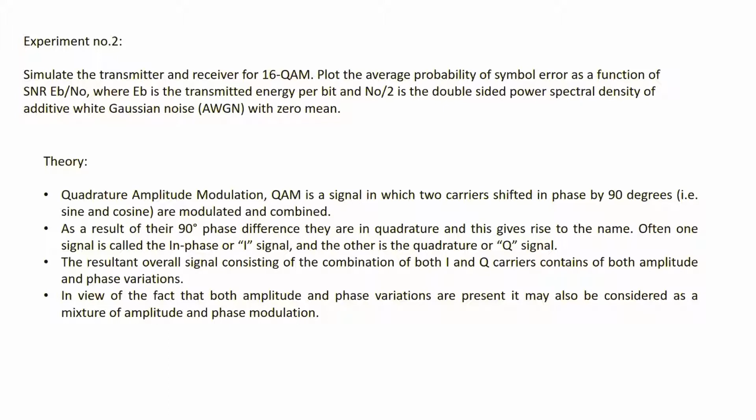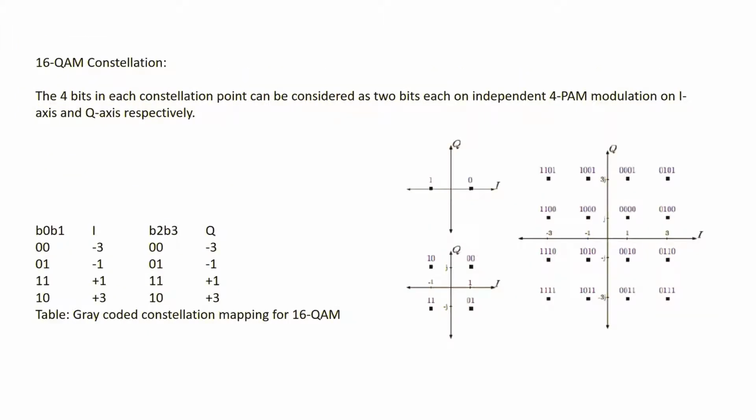And in view of the fact that both amplitude and phase variation are present, it may also be considered as a mixture of amplitude and phase modulation, as I already discussed. It includes the advantage of both AM and PSK. Now, let me discuss the constellation diagram of 16 QAM.